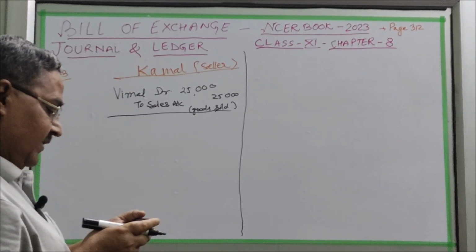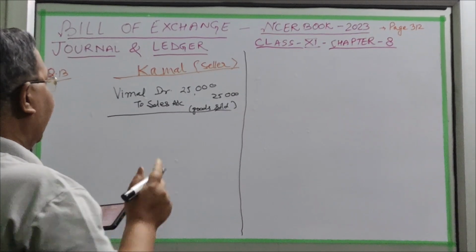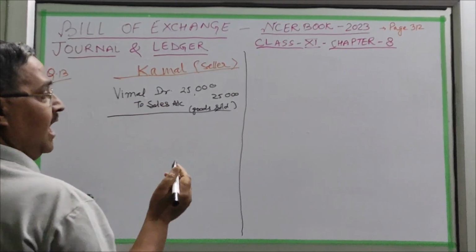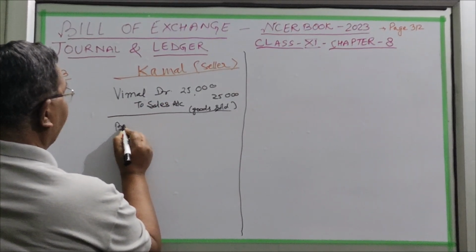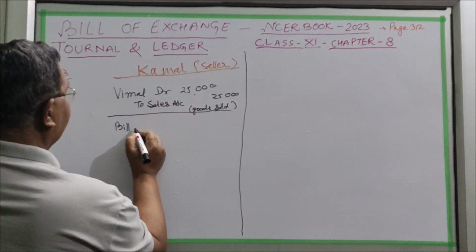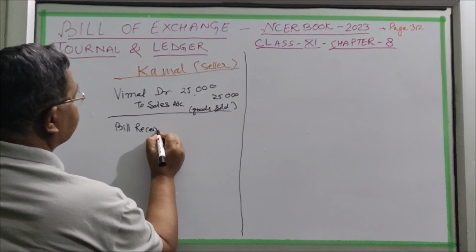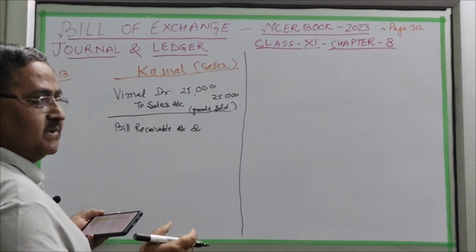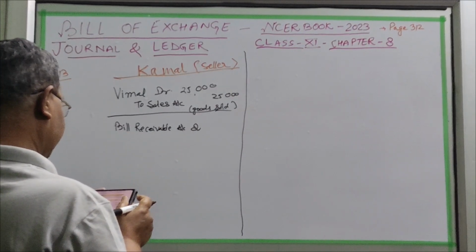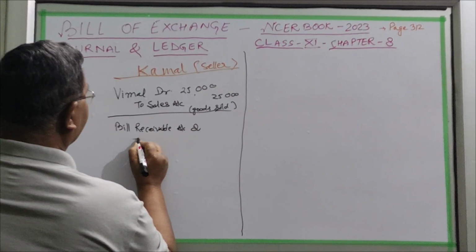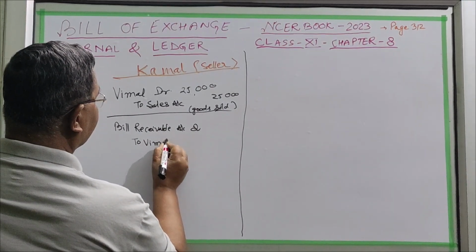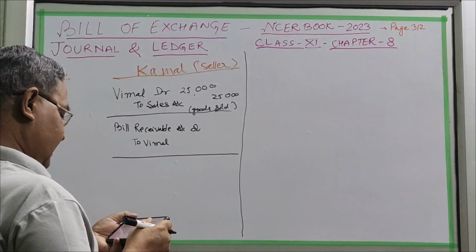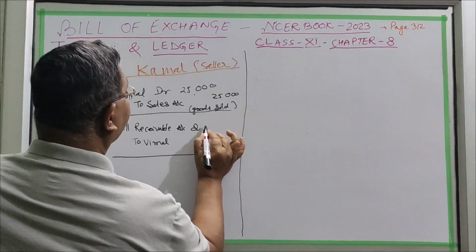Vimal accepted a bill of exchange drawn upon him by Kamal, and so Kamal will get a bill receivable because he has sold the goods. So he gets a bill receivable, a bill on which he will get money at a later date. Bill receivable account debit, because anything that comes in, we make it a debit. Bill receivable account debit and credit to the giver, to Vimal. And after the name we don't write account. We have received 25,000.